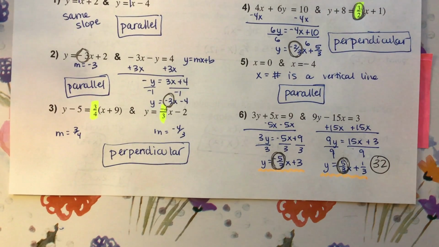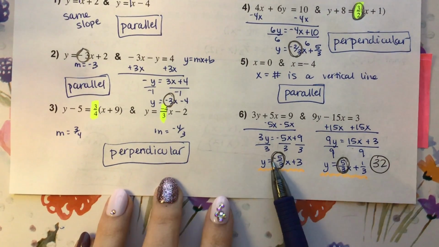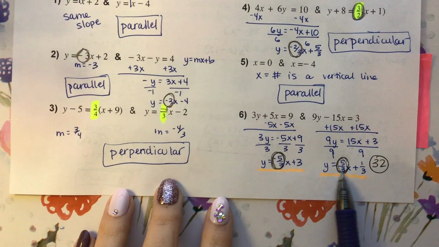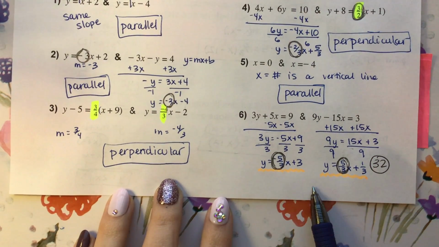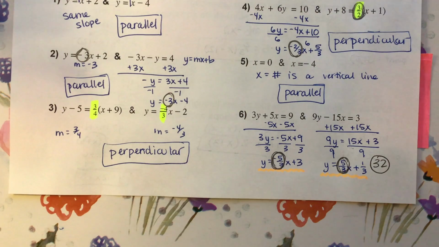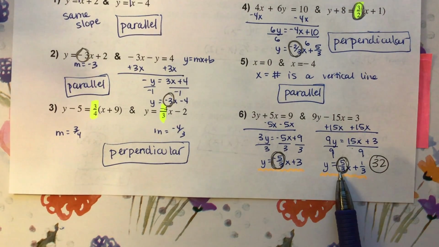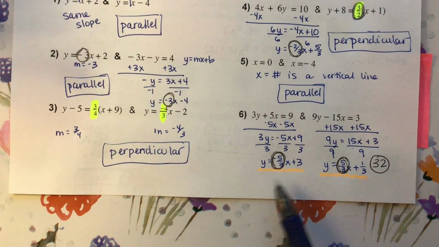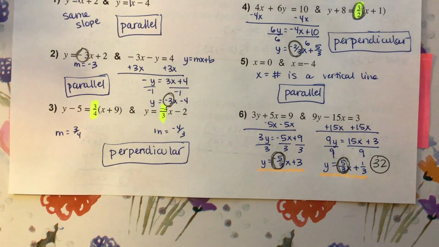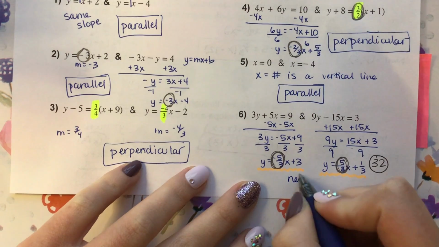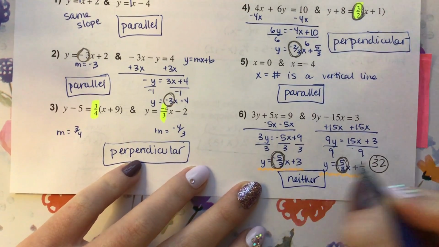These are not the same slope. This is a negative and this is a positive, so they are not going to be parallel. They also are not opposite reciprocals. This one's negative and this one's positive, yes, but this one is not flipped upside down. If it said 3 over 5, then that would be different. But because these do not fall under the parallel rules or the perpendicular rules, this is going to be neither. They just intersect at some random angle.